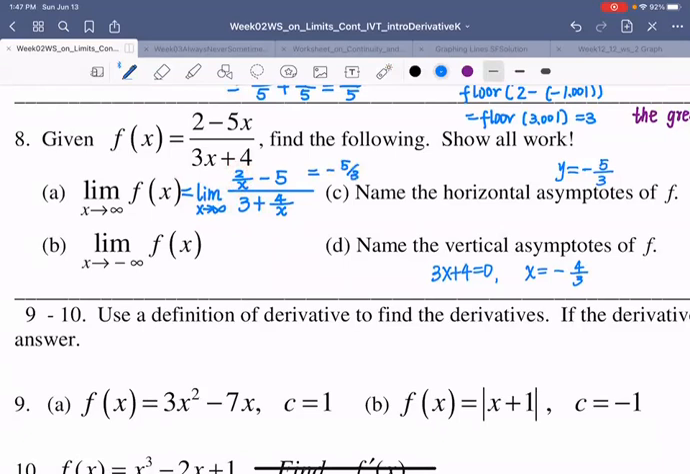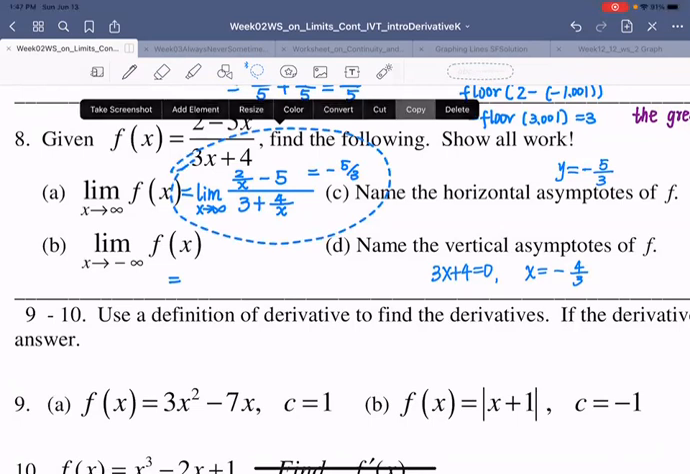Let's try the other one. Olivia, you can try the same method. Go ahead, tell me how do I do the B part? Do you divide by x again? Yes, we do exactly the same thing.